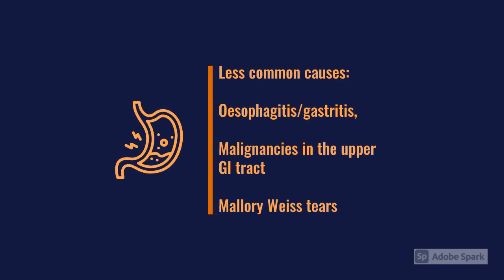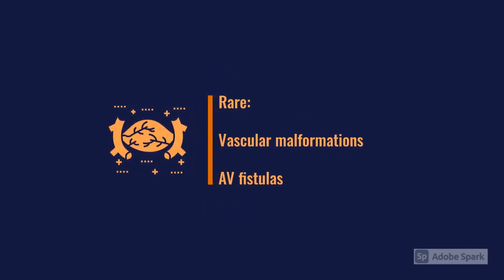Malignancies, again, in those areas, not a common initial presenting complaint, but as the tumour progresses, they can bleed quite heavily. And Mallory-Weiss tears, where you get sort of cracks in the stomach lining, normally after excessive vomiting. There are some rare causes, including vascular malformations and AV fistulas, but we don't tend to see those too often.